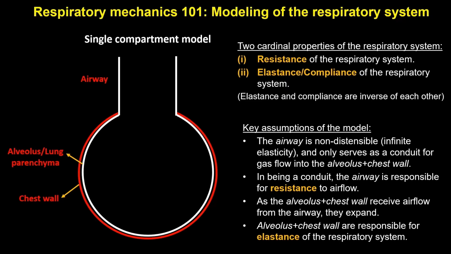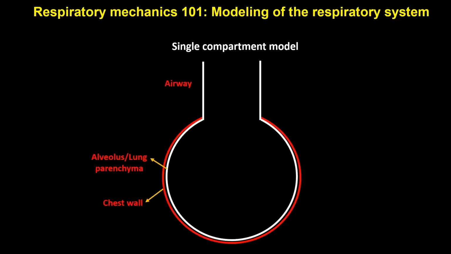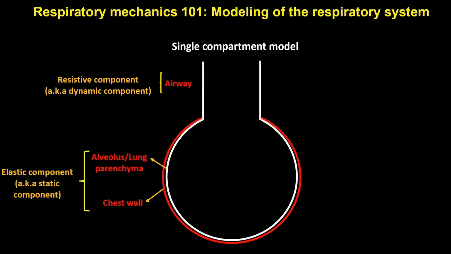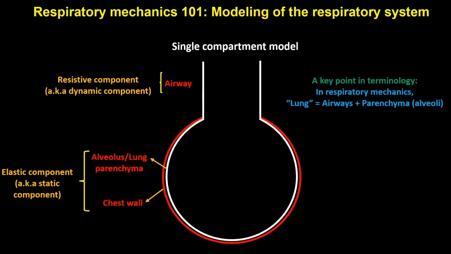To summarize, the airway is responsible for resistance, and the combination of alveolus plus chest wall are responsible for elastance of the respiratory system. And this is again represented here. You have the single compartment model, airway on the top, and alveolus surrounded by chest wall in the bottom. The airway is the resistive component, also known as the dynamic component, because airflow is a dynamic phenomenon, and the components down in the alveolus and the chest wall are elastic components. We also call them static components because this pertains to static expansion and not necessarily airflow.